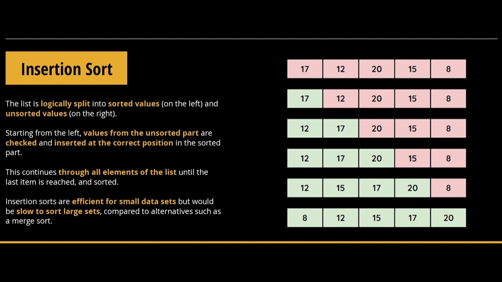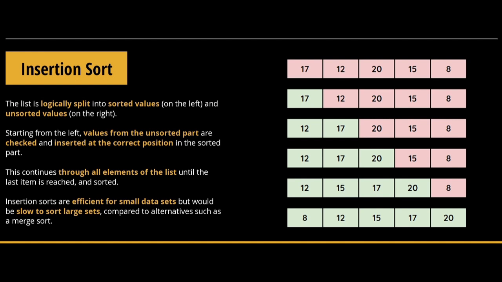In the context of the image, the list of numbers we want to sort is split into two parts, the sorted part on the left and the unsorted part on the right. At first, the sorted part just has one number because one item by itself is already sorted. The process begins by taking the first number from the unsorted section on the right and comparing it to the numbers in the sorted section on the left to find where it fits in order.